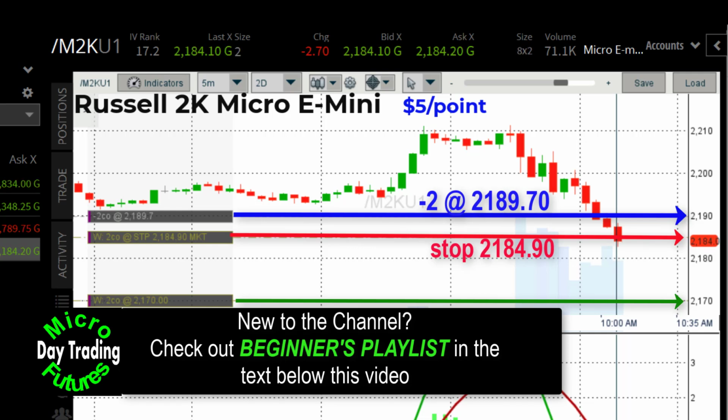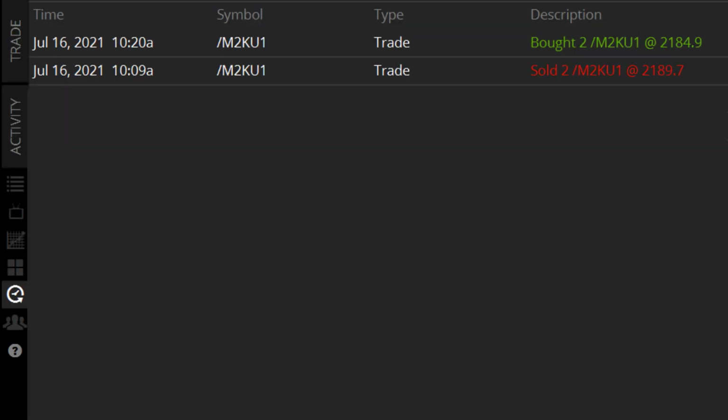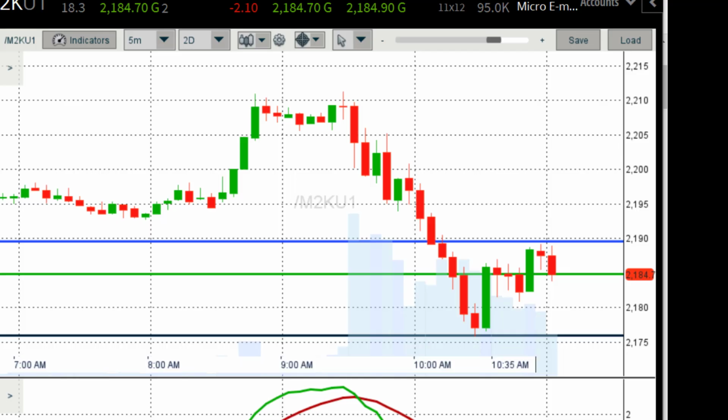Here we go. Oh, stopped out of the trade right there. Now let's do the numbers. I like this part, counting the money. Trade duration, 11 minutes. The profit, $48 out of a possible 73. I captured 65% of it. And the drawdown was somewhere between $5 and $10. I forget exactly. Let me show you what happened after the trade.